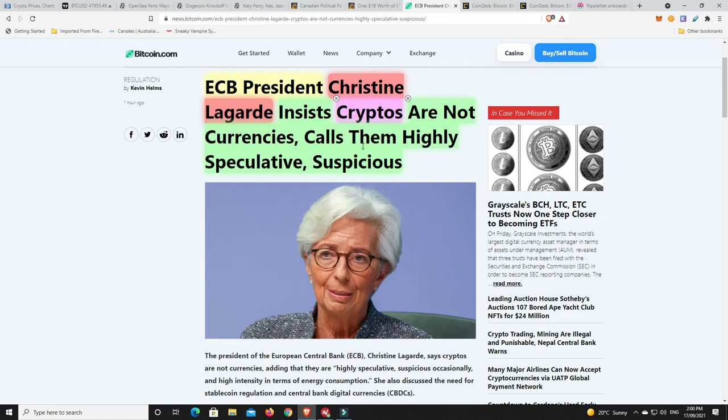But again, I agree with some of this, and I've said this before, a lot of the people that you see coming out and bashing Bitcoin and cryptos, there's some truth to what they're saying. Again, they definitely are speculative. There's definitely plenty that are super suspicious. But you have a look at the people that are bashing cryptos, and they generally look a lot like Christine Lagarde and a lot like Warren Buffett.